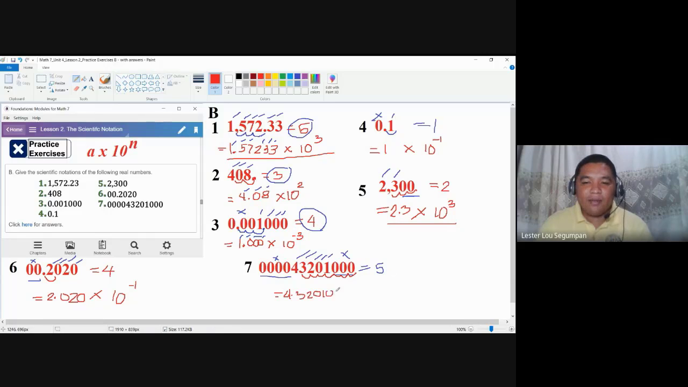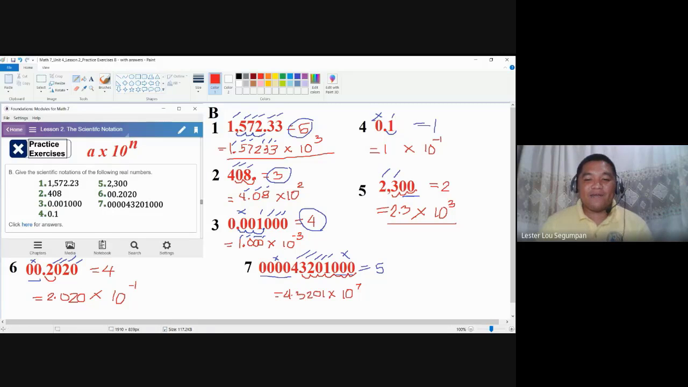Do not add the remaining zeros because we only need 5. Times 10 to the power of how many steps? 1, 2, 3, 4, 5, 6, 7. Going to the right, we gained multiplier of 10 positive. So this is the scientific notation for number 7.